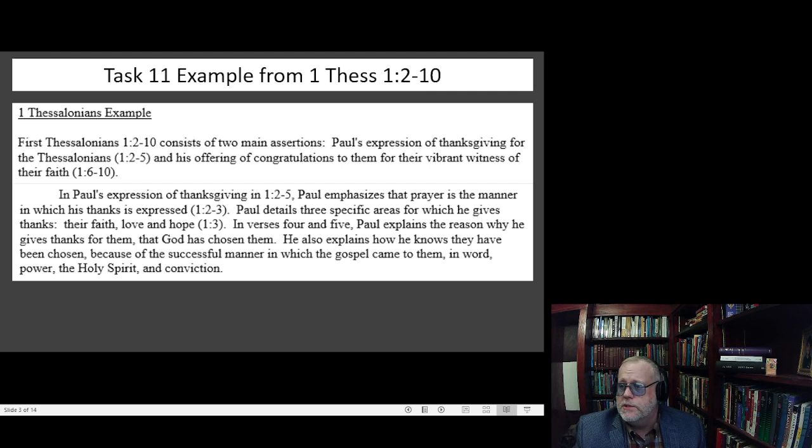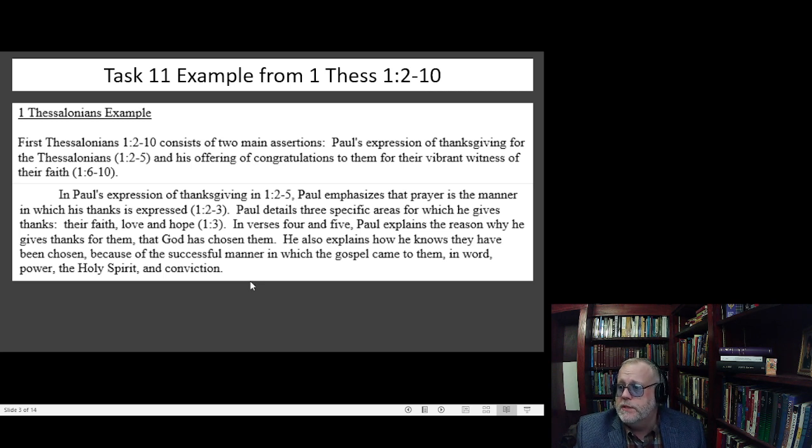The third paragraph relates each of the 2 independent clauses to their subordinated material. In Paul's expression of thanksgiving in 1, 2 through 5, that's the first independent clause, Paul emphasizes that prayer is the manner in which his thanks is expressed. He expresses his thanks by praying. In verses 1 to 3, that's the first subordinate matter.